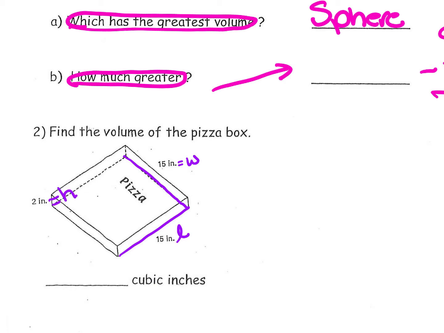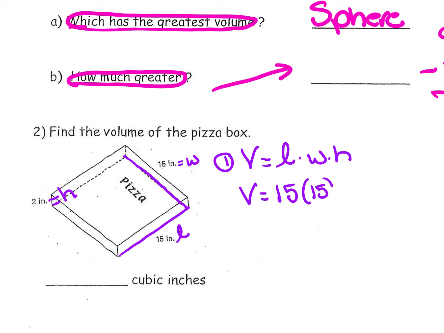As you look at your formula sheet, you can see we will be using the formula for a rectangular prism. Step 1, please write this down. Volume equals length times width times height. You're going to take a length of 15 times a width of 15 and multiply it by 2. Whatever you get, that is your volume in cubic inches.